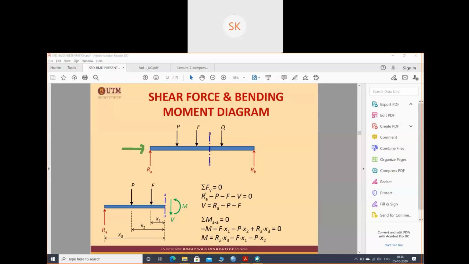Summation of all the forces in y equals 0. I'll get Ra minus P minus F minus V, so I got V equal to this value. And for moment about this point, anti-clockwise is minus M. Again, this will give you anti-clockwise moment. So minus F into x1 minus P into x2 plus Ra into x3. So I got M equal to this part. Have you understood this part? If this is clear, then I can move to another part. See the diagram, see the sections, and let me know.